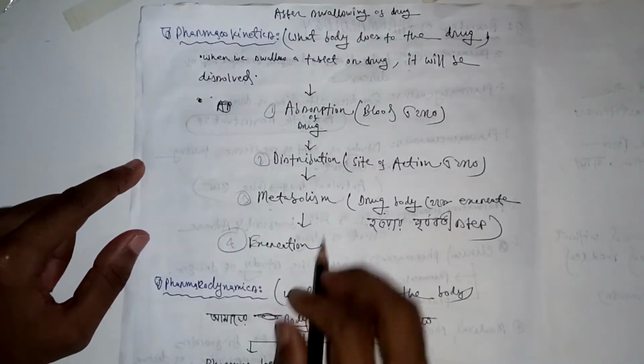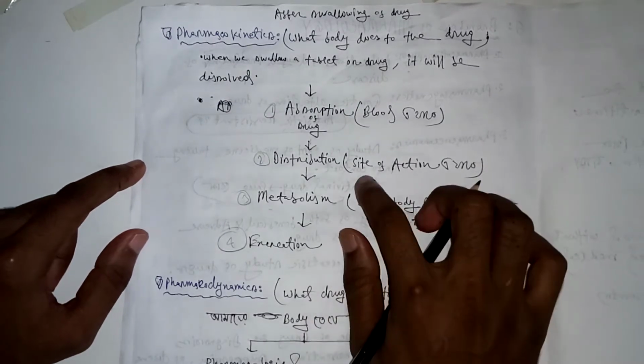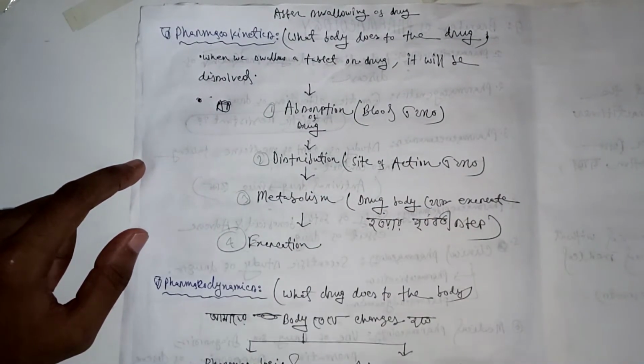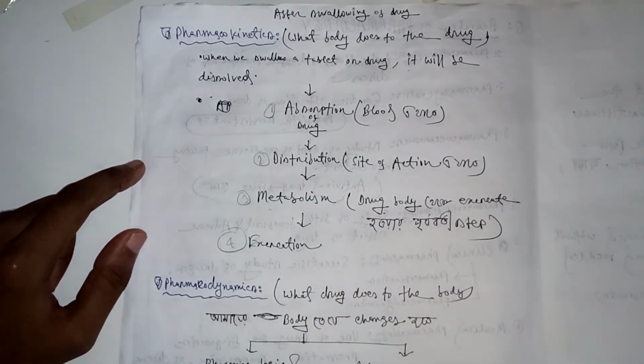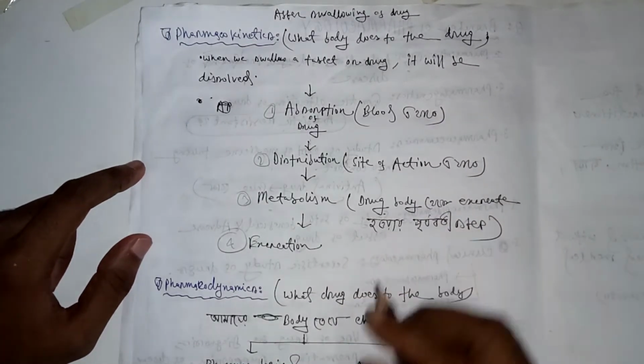So what is absorption? The drug will go to the blood. And then what is distribution? The drug will go to the site of action. Then what is metabolism? This is the process which is actually the prior process of excretion of a drug.